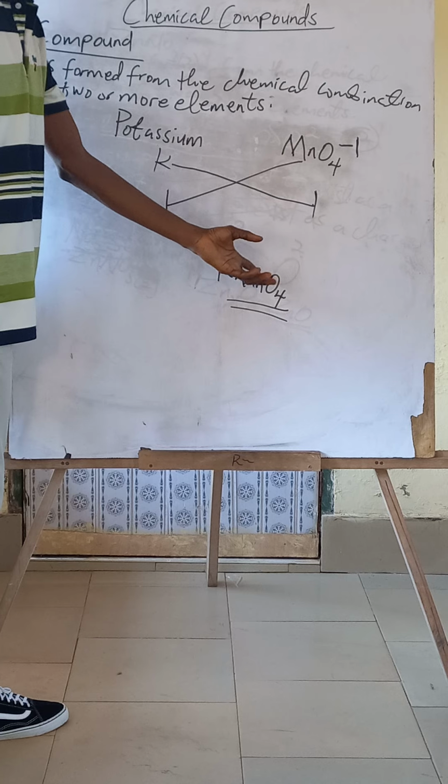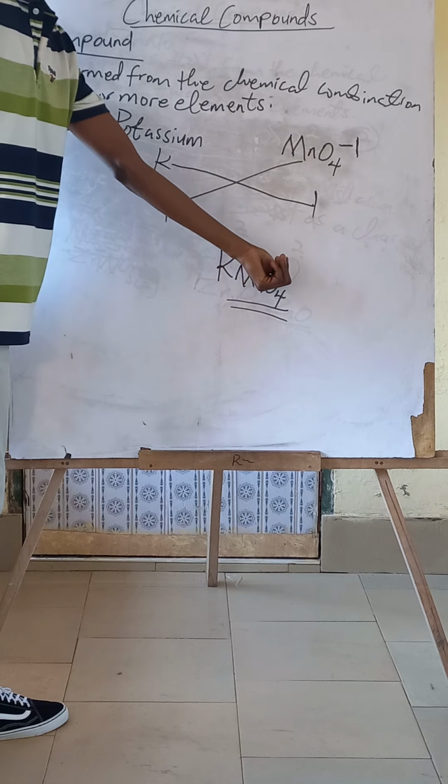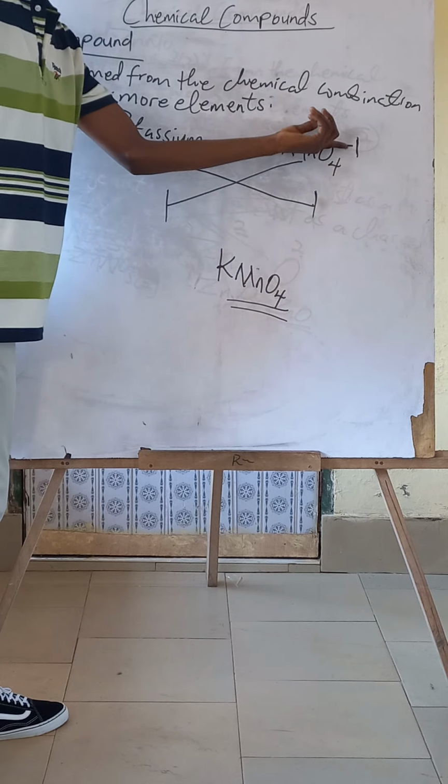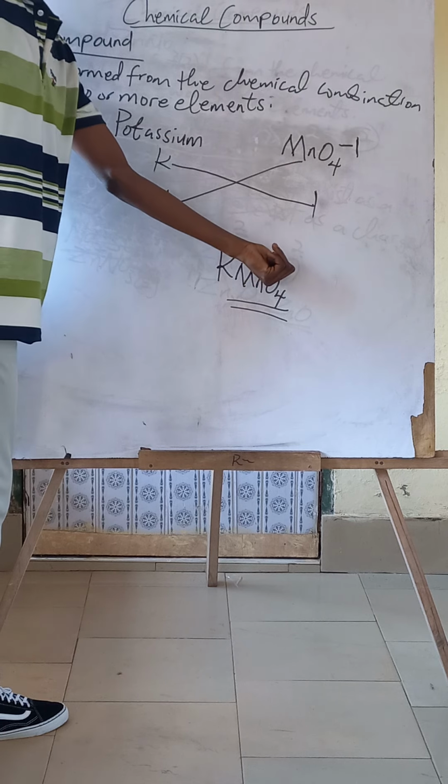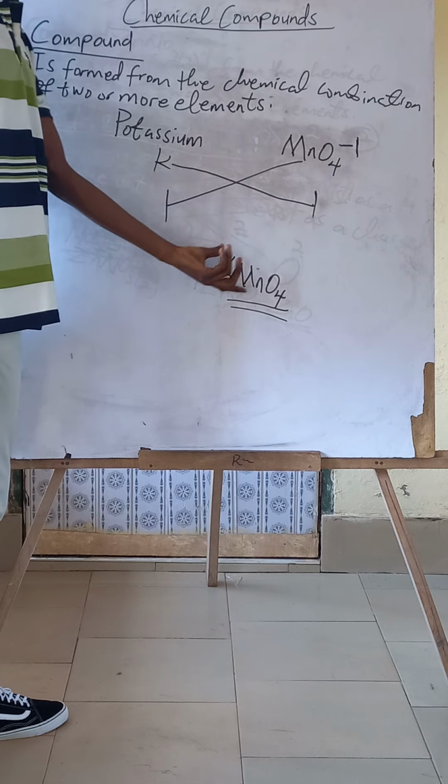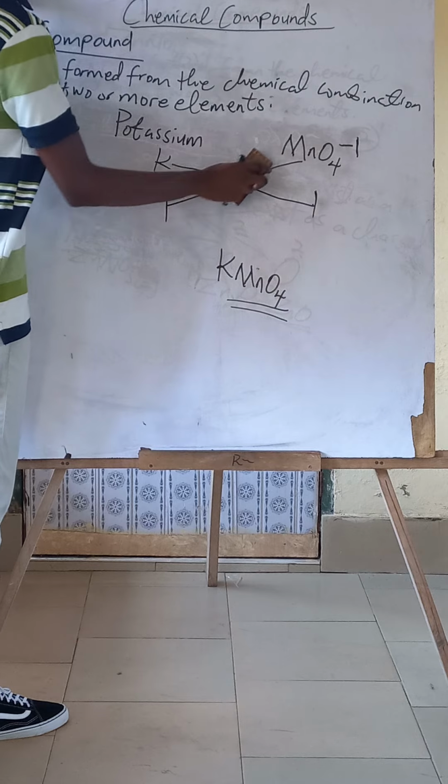So when you write a compound like this, you will not bring the charge. You have to ignore the charge over here. So you will not bring the charge. So this is potassium tetroxomanganate 7.